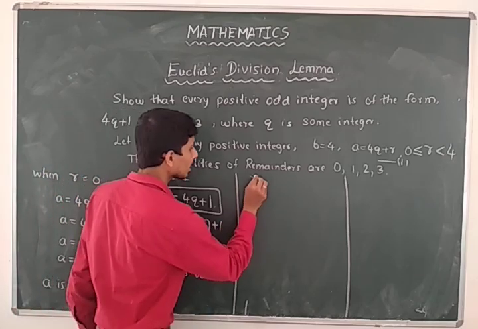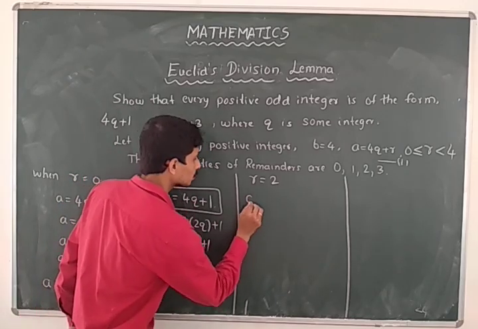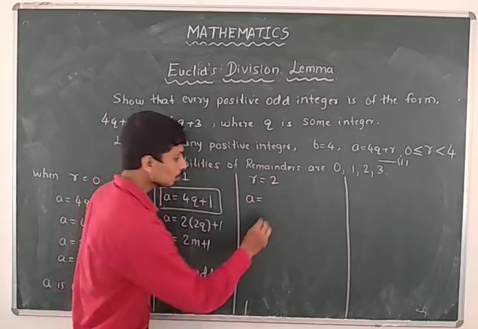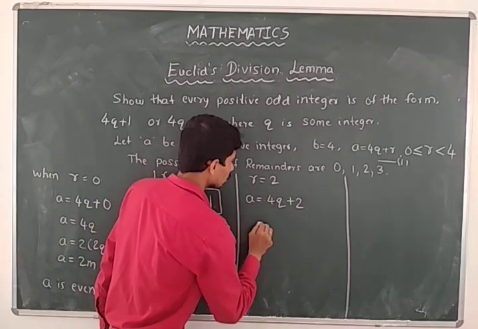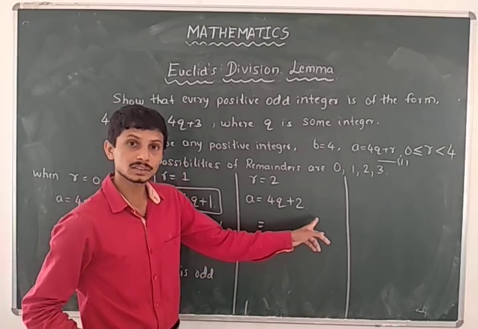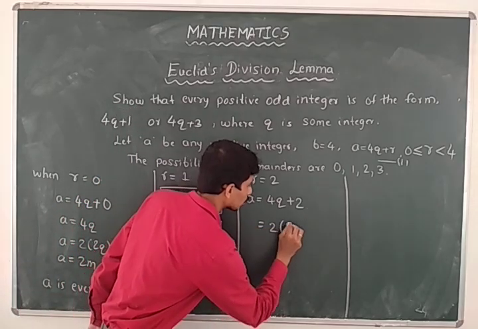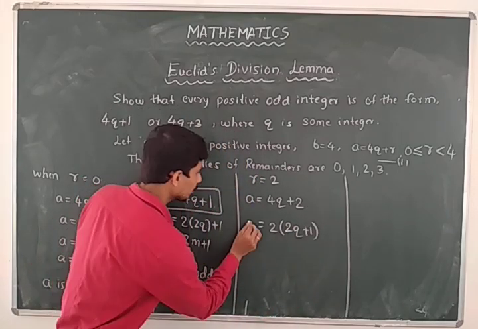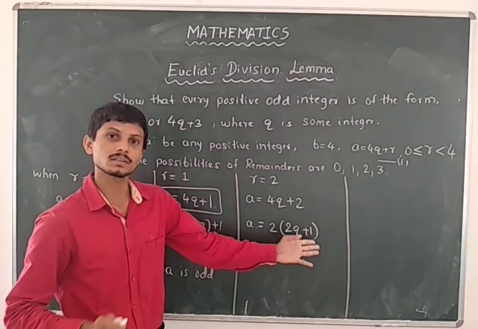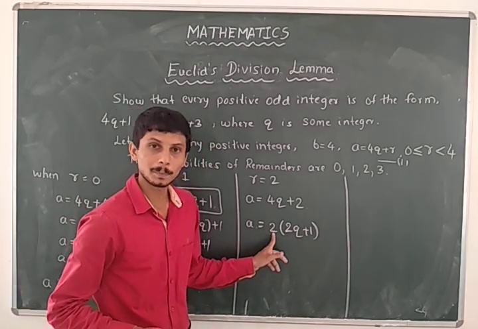So when we consider r is equal to 2, what happens to equation 1? a is equal to 4q plus 2. Here I can take 2 as common: 2 into (2q plus 1). So from this equation we can understand that a is completely divisible by 2.